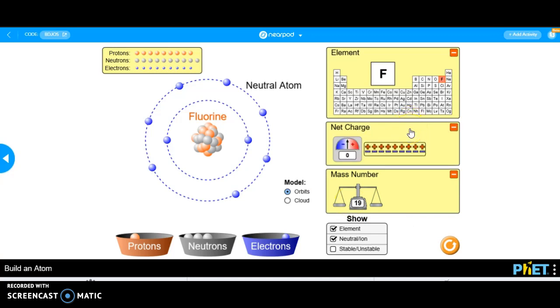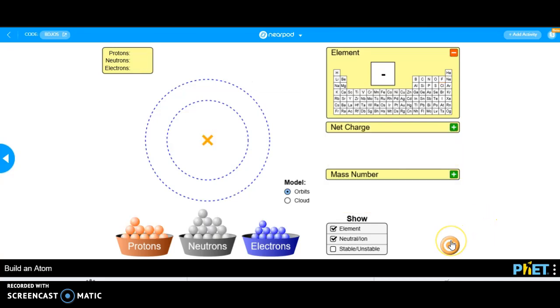Now the net charge is going to be 0 again because we have the same number of protons and electrons. Now let's see if we can get a negative charge on this atom. So let's put in 3 protons, which will give us lithium. And lithium's atomic mass is 6.94, which means we will need 3 neutrons, because again, protons plus neutrons equal the atomic mass.